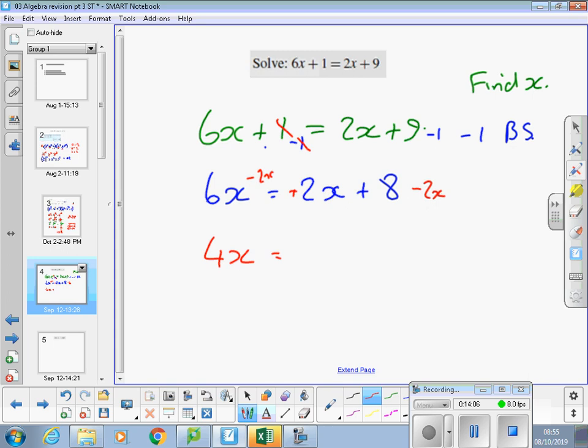Yeah. So what we end up with is 4x is equal to 8. Yeah. Because that cancels, that cancels. Yeah? So now what's the last thing we need to do? Divide both sides by 4.